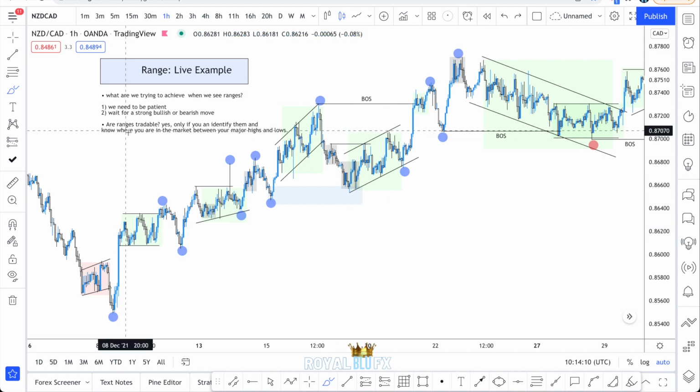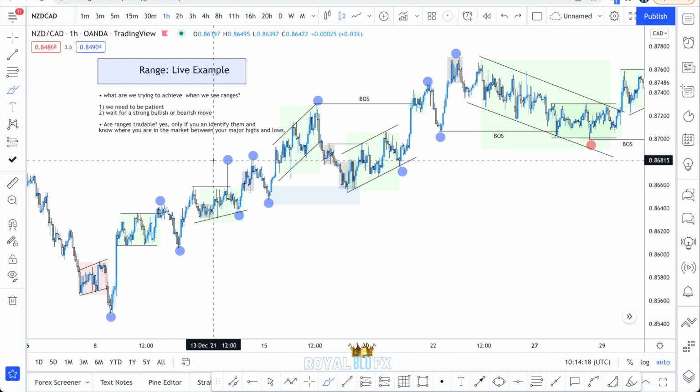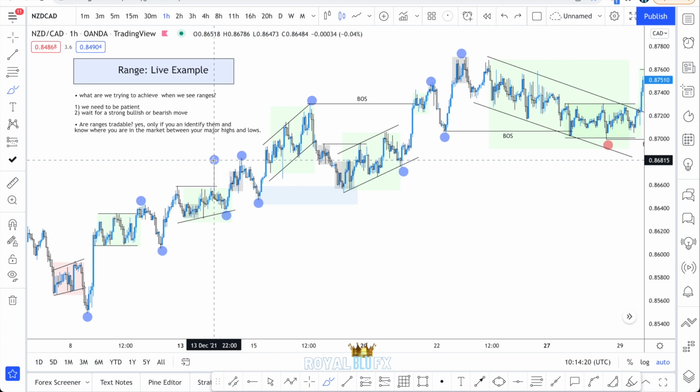All right, and you might be asking me, well, are ranges tradable? Yes, they are. Now, this is a question that I really wanted to answer for you guys, because you can trade ranges as long as you know you're in a range.